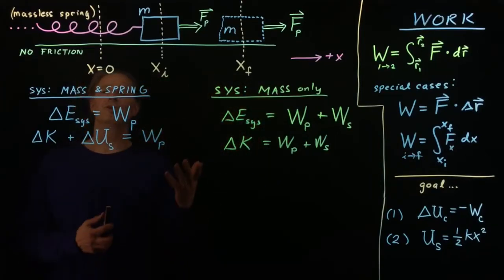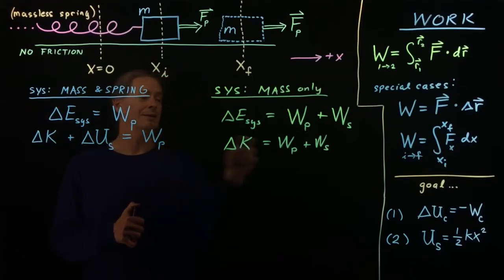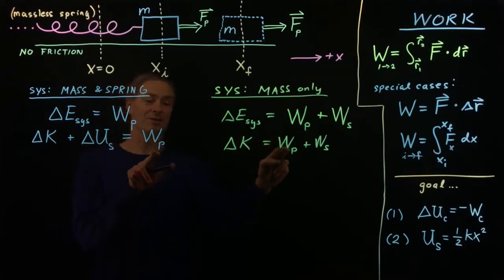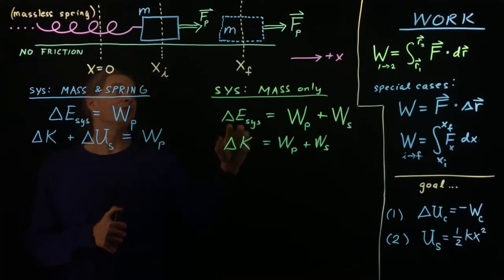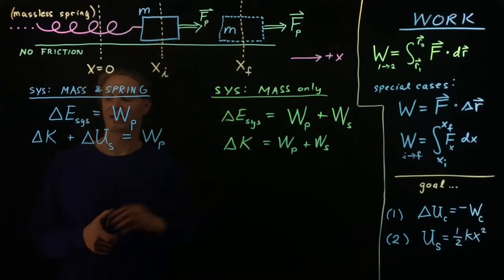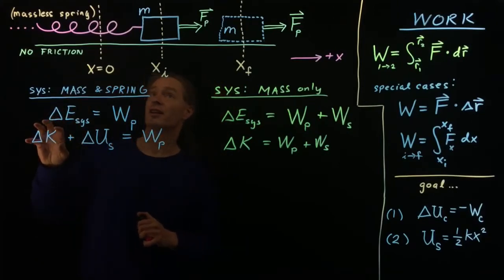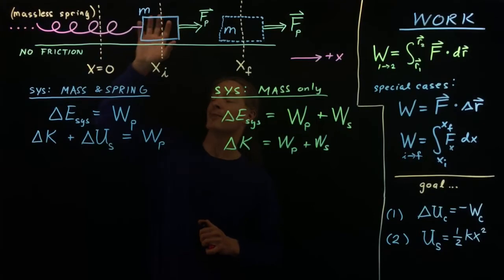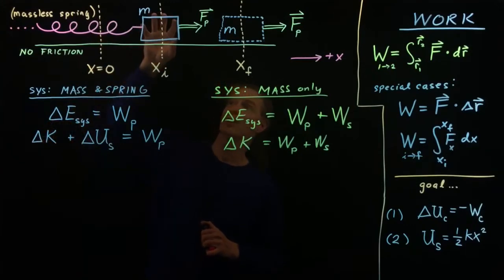So now we've got two expressions, and there are some things that are the same. This W sub P and this W sub P are the same thing: the work done by the pulling force. This is the change in kinetic energy of the block of mass m. And this, technically, would have been the change in kinetic energy of the block of mass m and the change in kinetic energy of the massless spring. But the massless spring has no change in kinetic energy. So this delta K is the change in kinetic energy of the block of mass m as well.